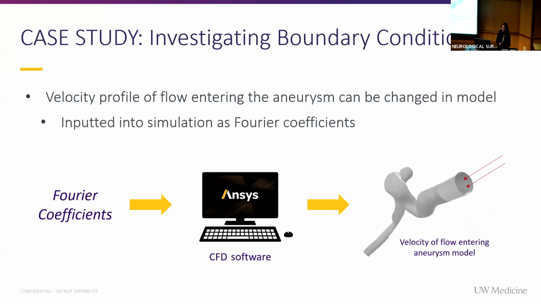For my project, I focused on the boundary conditions, specifically the effect of inlet boundary conditions, referring to the flow that is entering the aneurysm in the model. So one of those conditions is the velocity profile, or the speed of the flow entering the aneurysm. That can be changed in the model. And we use Fourier decomposition to mathematically define the velocity profile. So Fourier coefficients are inputted into the simulation. You determine the coefficients, they're inputted into the simulation, and the simulation is going to interpret that as the velocity profile and how that flow is going to be modeled.